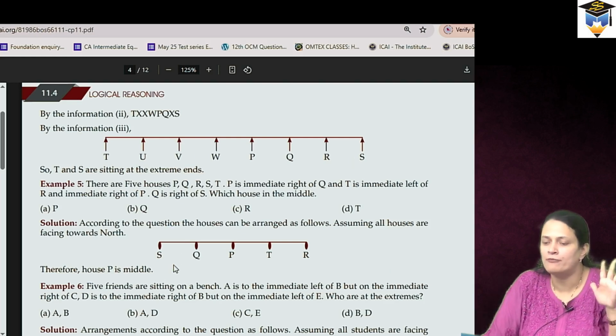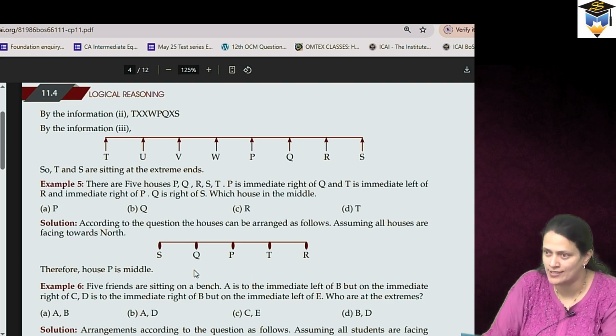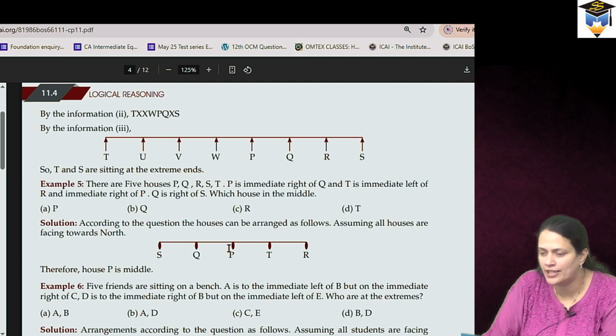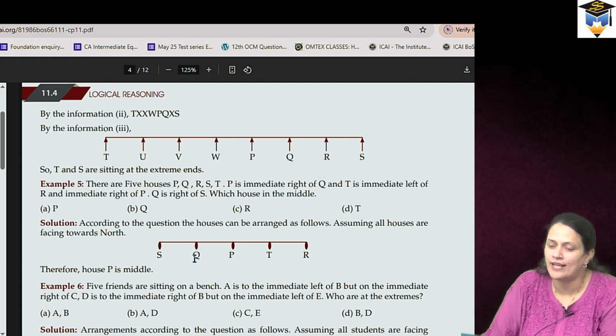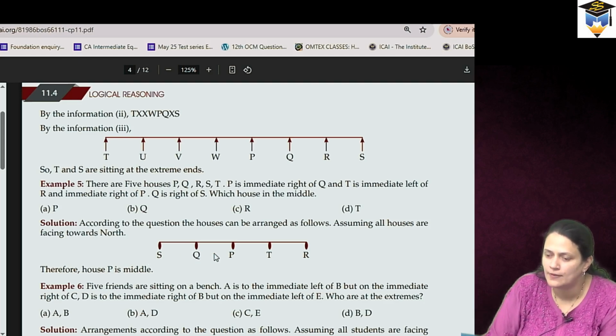So now there are 5 people, P, Q, R, S, T. P is to the immediate right of Q. So if I take Q first, so immediate right is P. So first I will draw Q, then P, then T is to the immediate left of R. So R is something here, so immediate left will be T. Okay, and immediate right of P. So it is immediate right of P. Q is right of S. So Q is sitting where? To the right of S. So which house lies exactly in the middle? P.